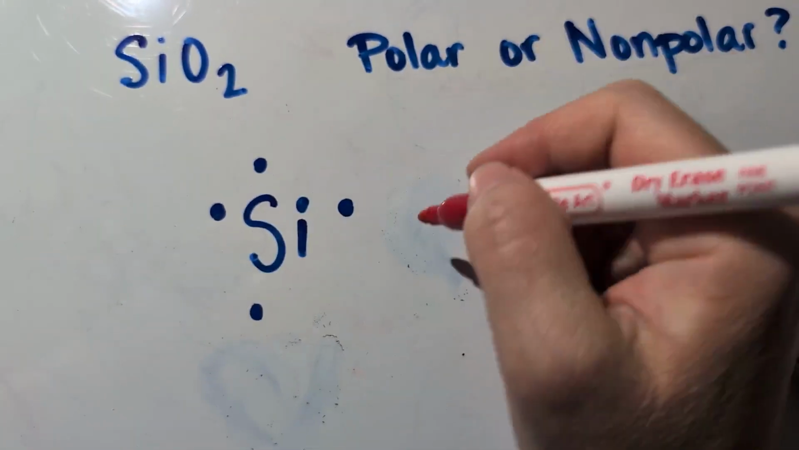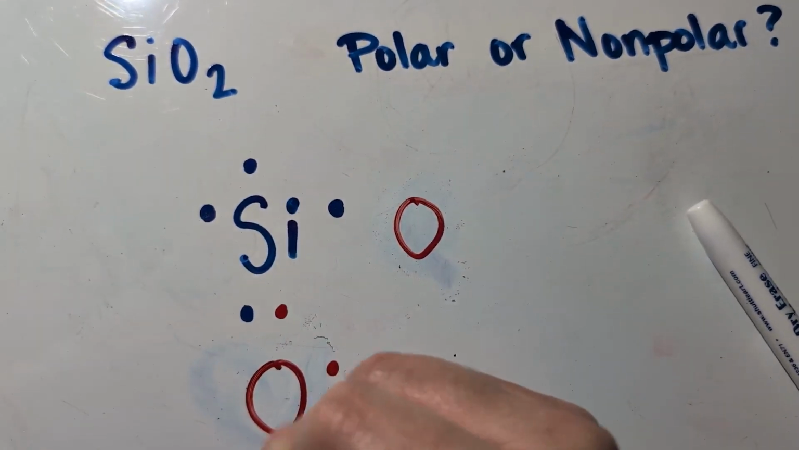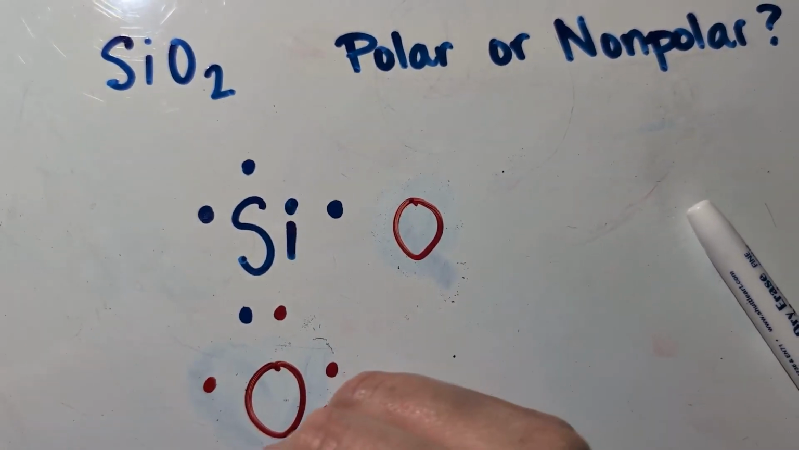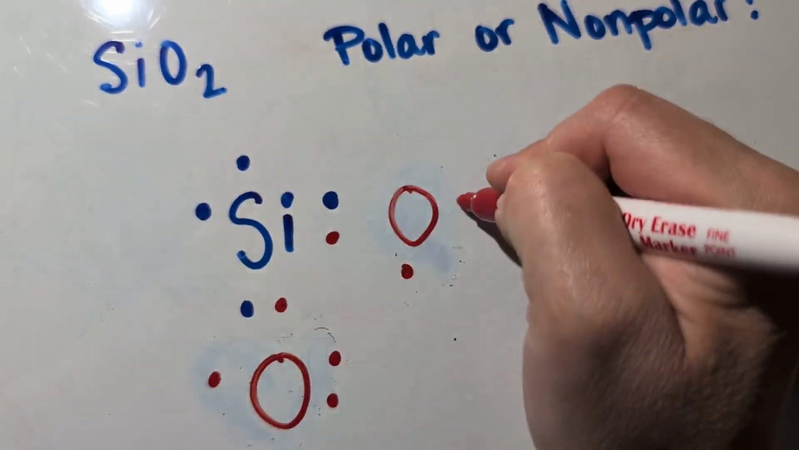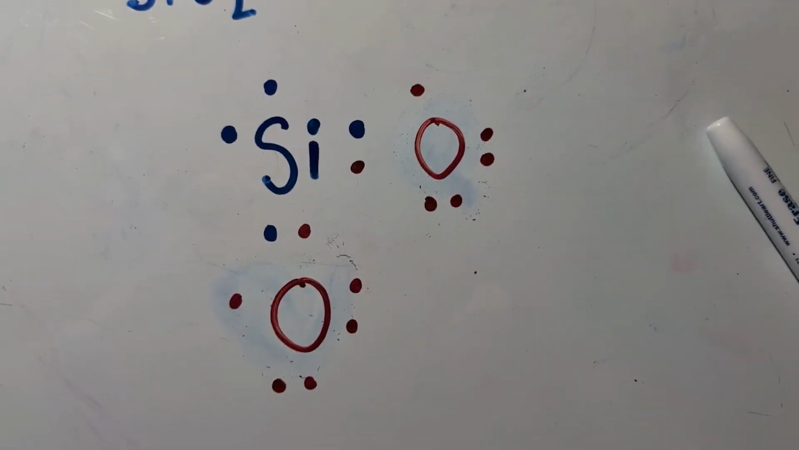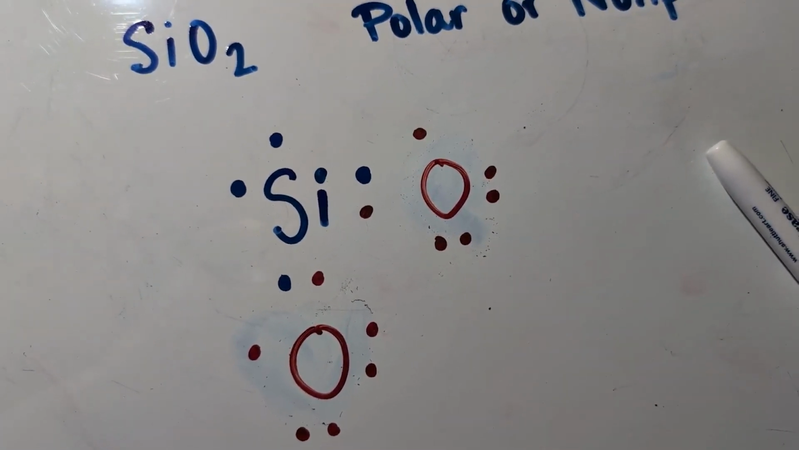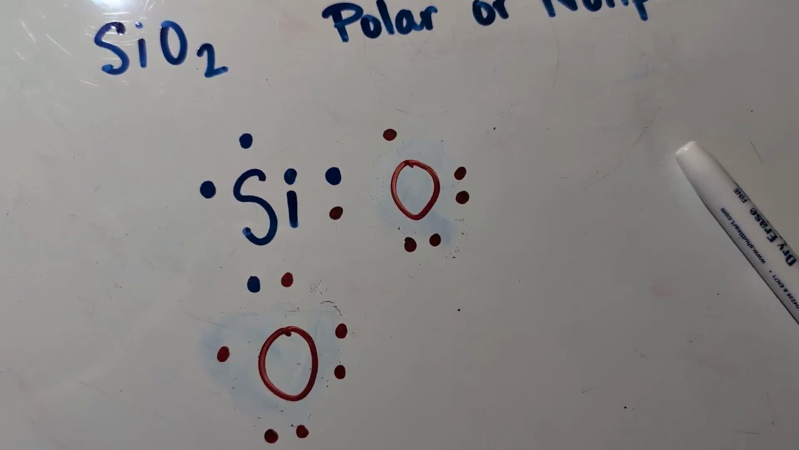So there's my silicon with the 4. Let's make oxygen be red, and let's give it 1, 2, 3, 4, 5, 6. 1, 2, 3, 4, 5, 6. Okay, so now we have to move the other 2 dots on the silicon that aren't paired yet.